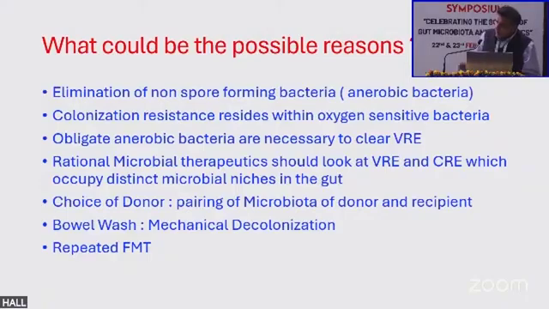What could be the possible reasons that the results could not have been better? We are thinking perhaps we should have given a repeated FMT. We should have given a bowel wash for mechanical decolonization. We could have looked at choice of donor in terms of pairing of microbiota of donor and recipient. Then whenever we are giving FMT, essentially we are not able to provide for anaerobic bacteria.